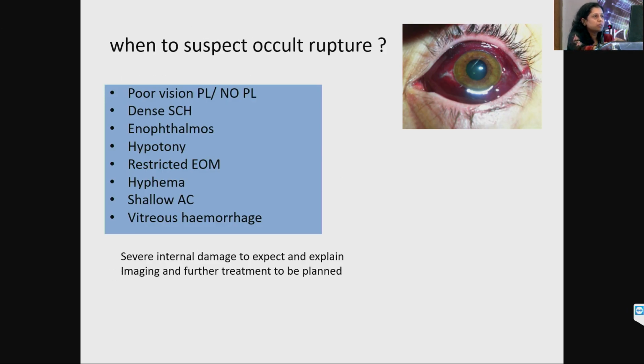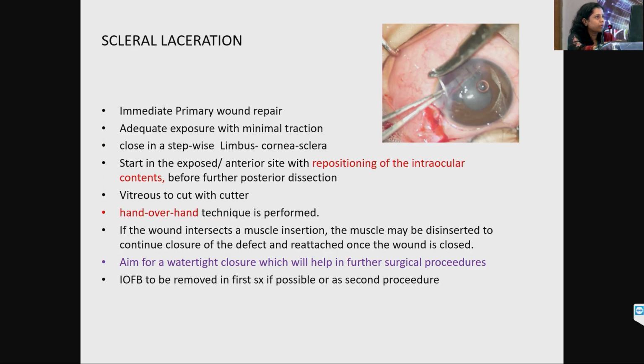And when to suspect an occult rupture? When the vision is very poor with PL or no PL, when there is dense SCH with hypotony, restricted EOM, hyphema, shallow AC, and vitreous hemorrhage, an occult rupture is to be suspected and explained to the patient.